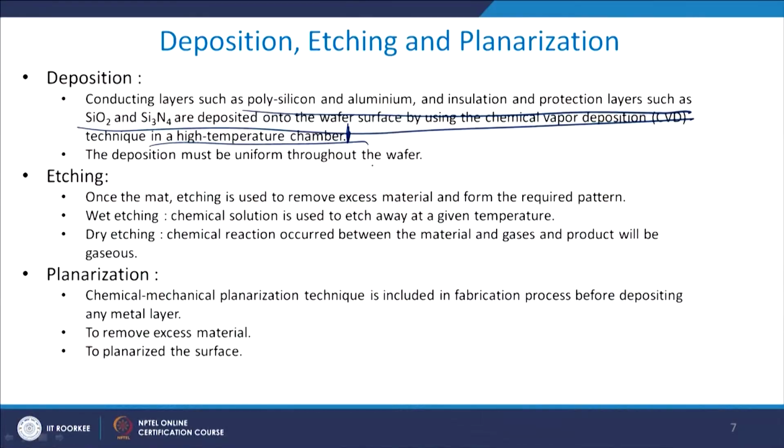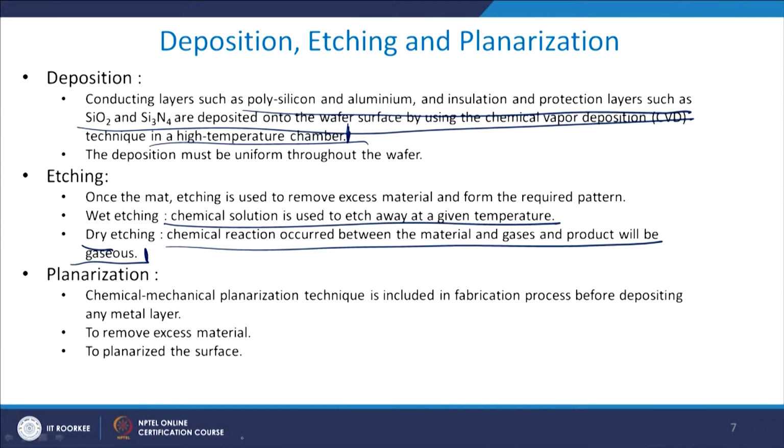In wet etching, we use a chemical solution to etch away at a given temperature, whereas in dry etching, a chemical reaction occurs between the material and gases, and the products are gases themselves, right. Seldom do people use dry etching; most people use wet etching, and the reason is that it is relatively simple, but the cost you pay for it is that you are not very accurate in terms of appropriate etching, right.